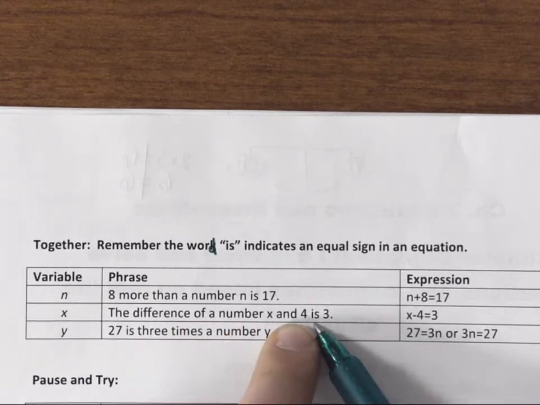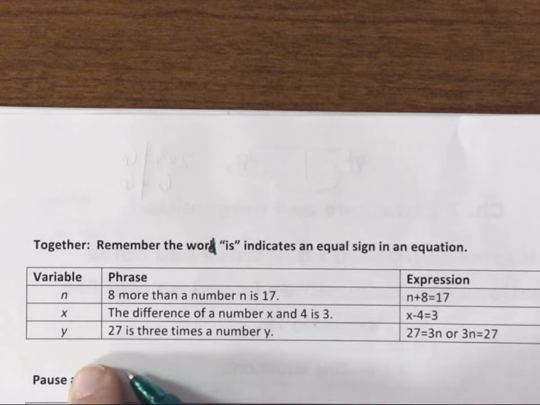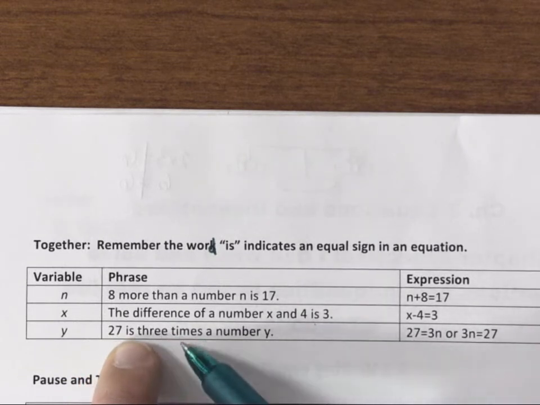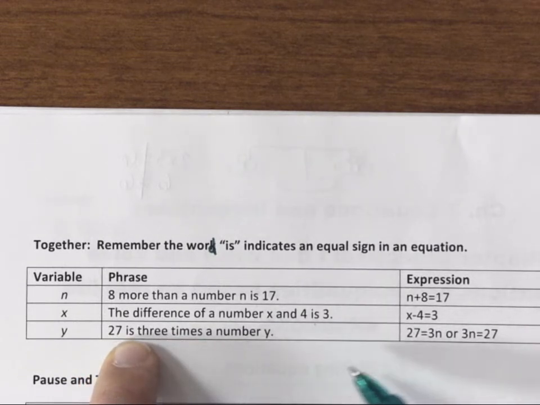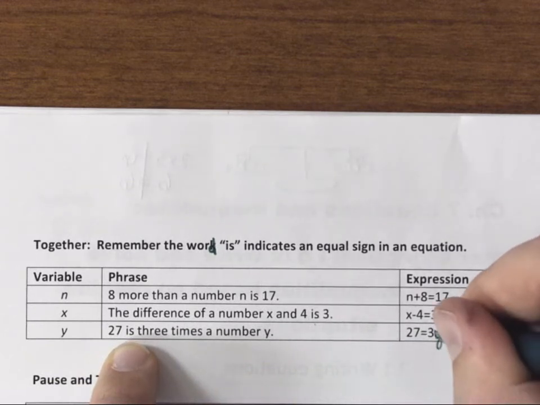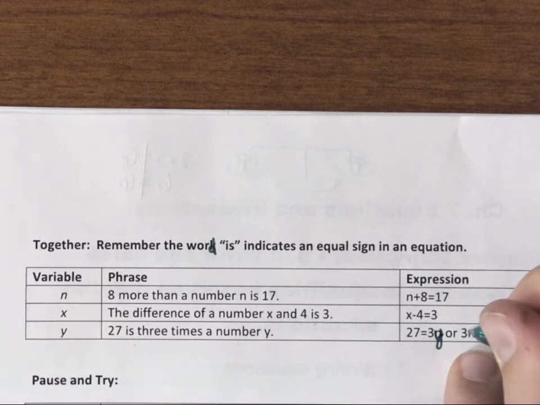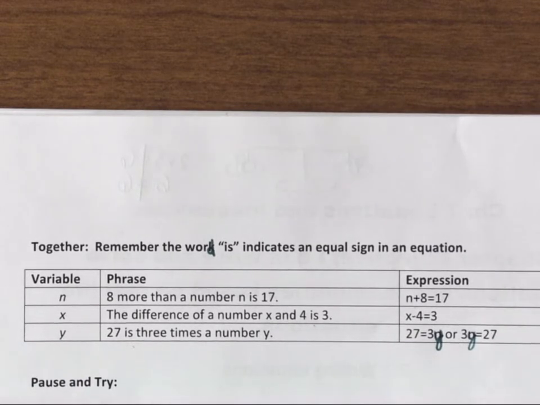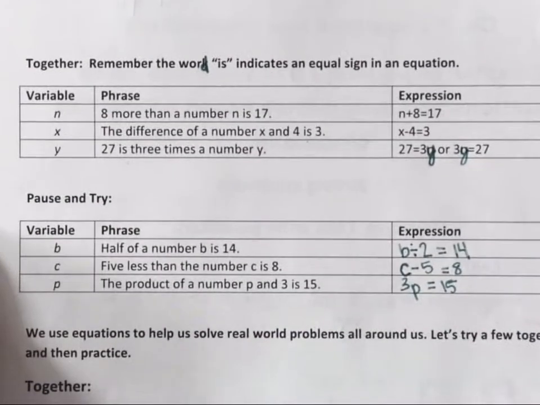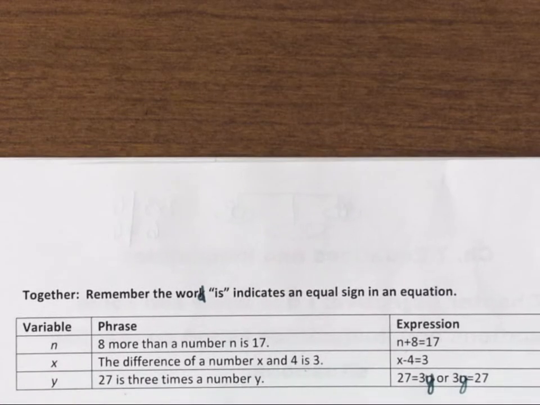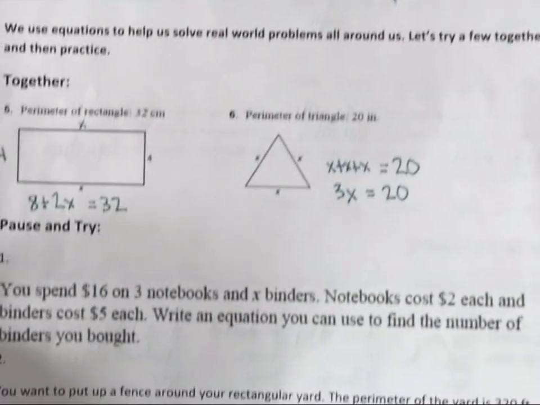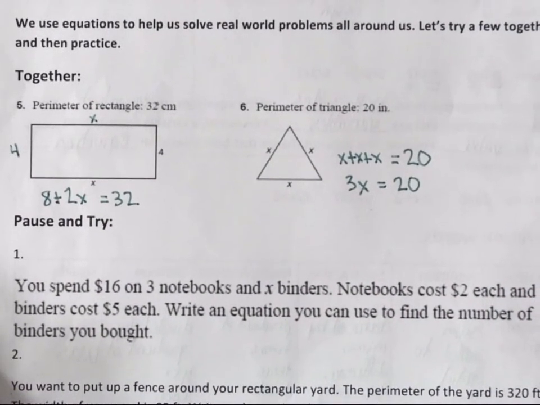is means equals 3. The last one, 27 is, so 27 equals 3 times a number y. So 3 times a number y would be represented by 3n or 3y, or 3y equals 17. Or sorry, not 17, 27. Okay, I would like you to pause and try the next 3 on your own. And we're going to move on to the next section.